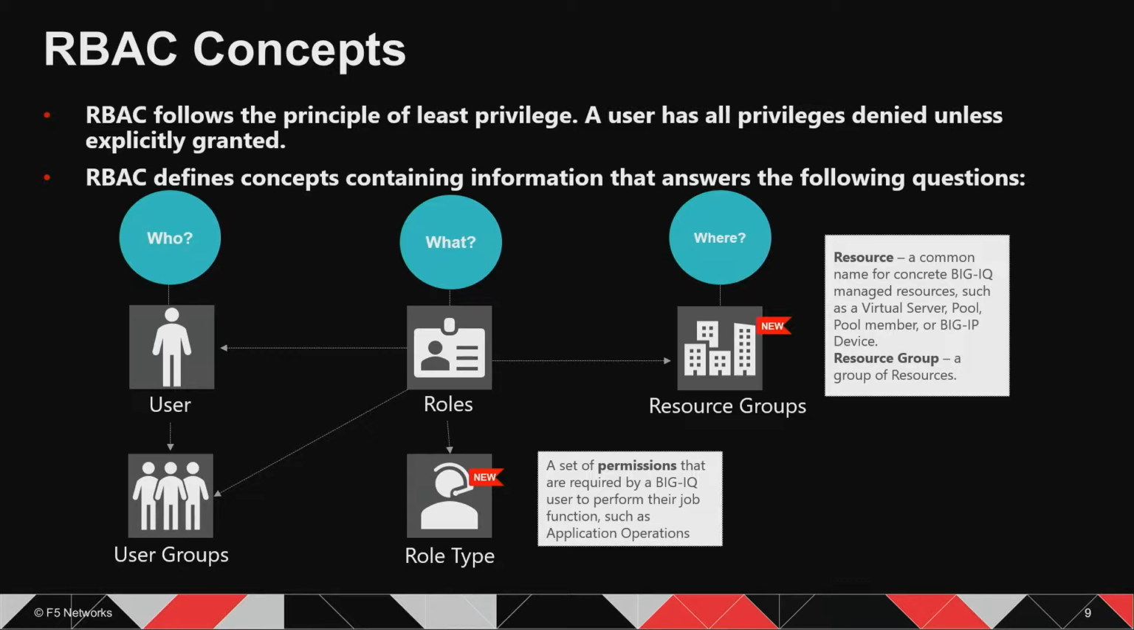Who? So what user or group do I want to grant access to? What role or role type? And a role type is basically a set of permissions, which again is down to the object type level. So if you wanted to give somebody read access to the ASM policies, but you wanted to give them full control of pool members, you can, on an object type basis, say, for ASM policies, they've only got read, but for pool members and nodes, they've got full control. And then where? So what objects can they take action on?